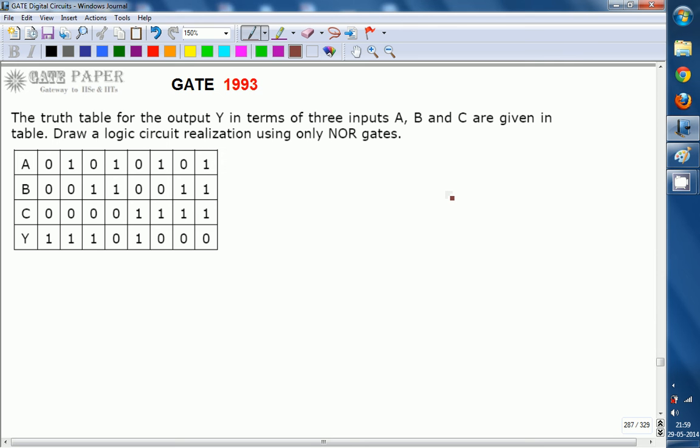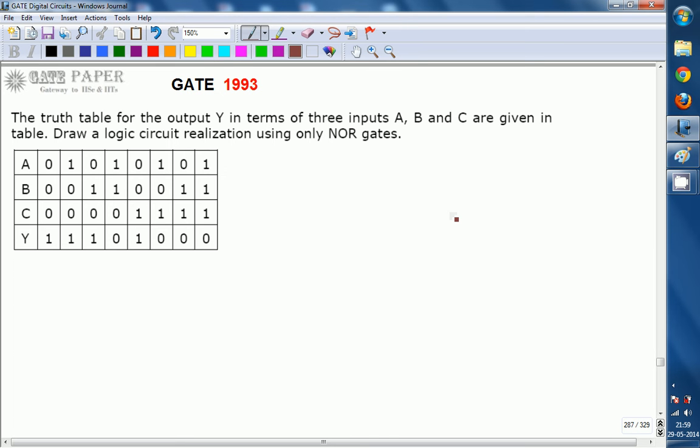Hello, we are discussing the GATE 1993 ECE paper, and this question is related to digital circuits. Look at the truth table. The truth table for the output Y in terms of three inputs A, B, C is given. Draw a logic circuit realization using only NOR gates.